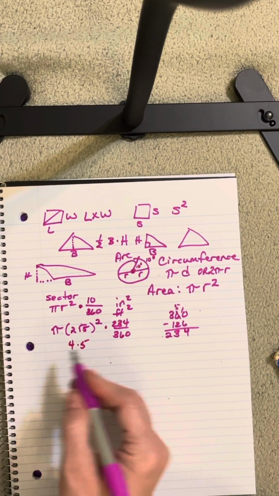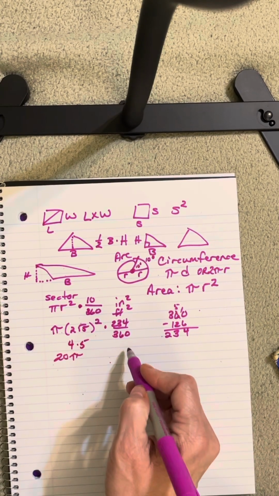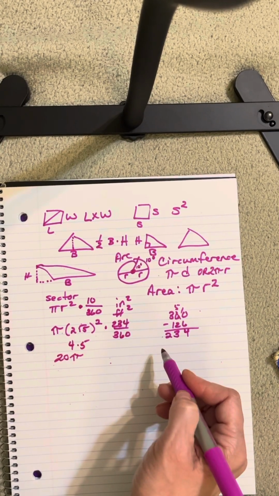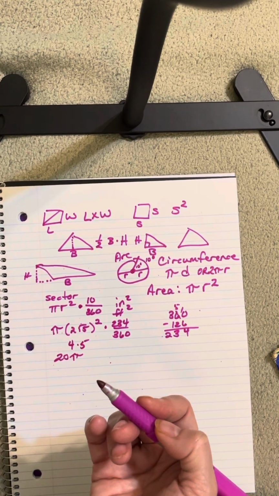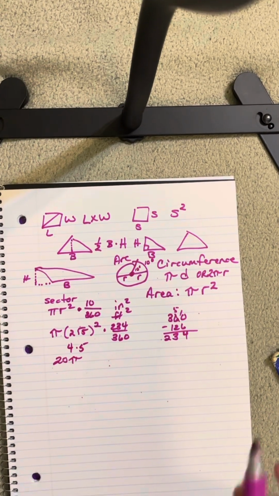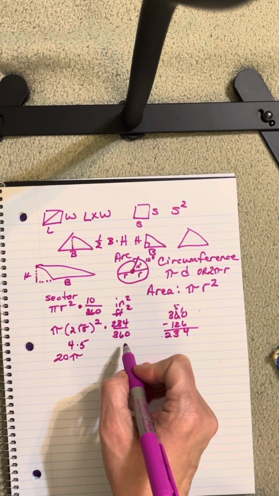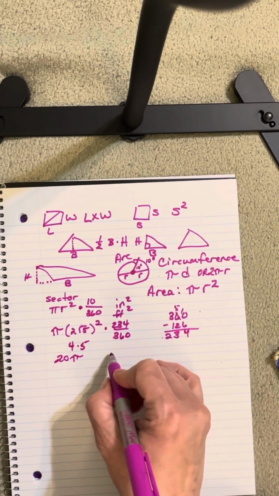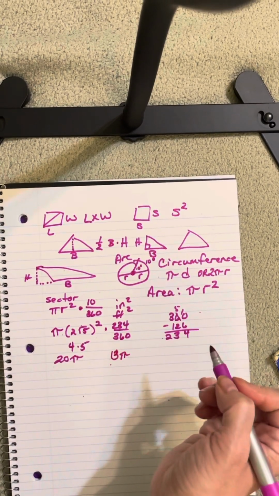So we're going to have 20 pi, and then this 234 over 360 can be reduced. But since in the answer, well, no, they left it with pi. So if you do that on the calculator, do 20 times 234 divided by 360, and that should give you 13. And then the pi symbol is still there.